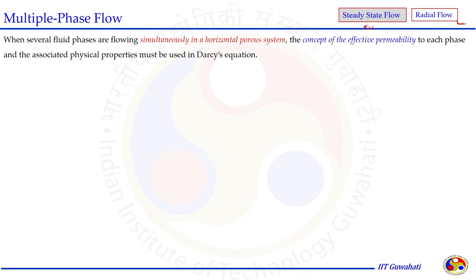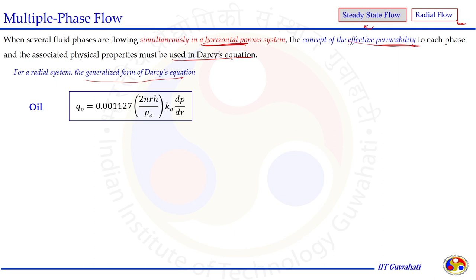So when several fluid phases are flowing simultaneously in a horizontal porous media, so we consider only the horizontal porous media, the concept of effective permeability to each phase and the associated physical properties must be used in the Darcy equation. So instead of writing a complex equation for the different phases that are present, we can write the equation for the phase that we are considering.